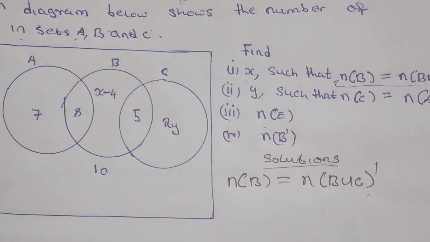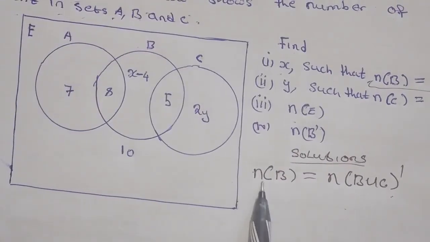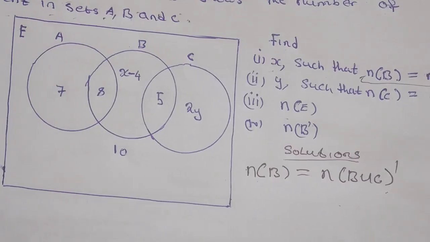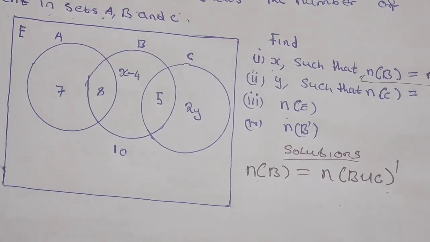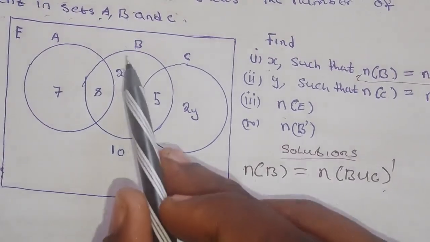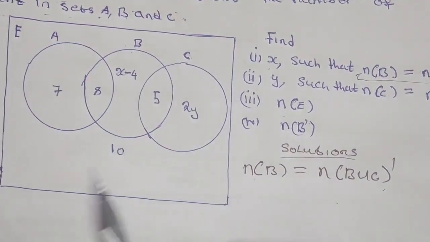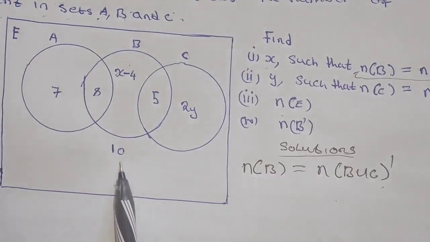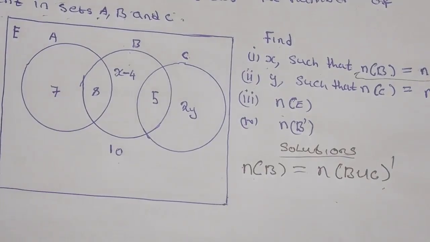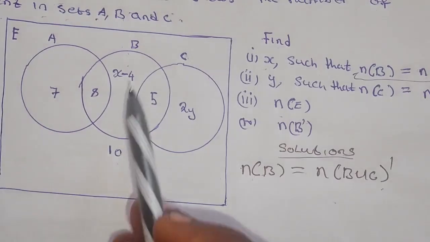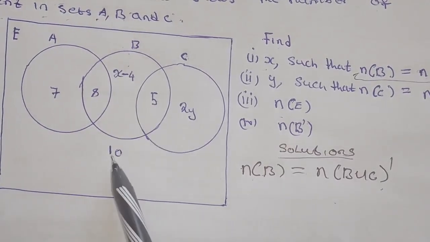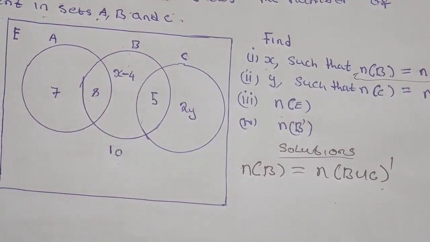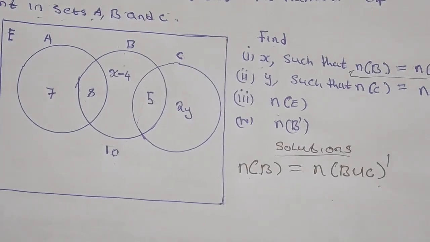So in short, they are telling us that the numbers that are in B are equal to the numbers that are not in B and C, because (B union C)' means the numbers that are not in B and C. So we just remove this completely and get these two numbers. Numbers in B we have x minus 4, 5, and 8. So we just add these numbers and equate them to the numbers that are not in B and C.